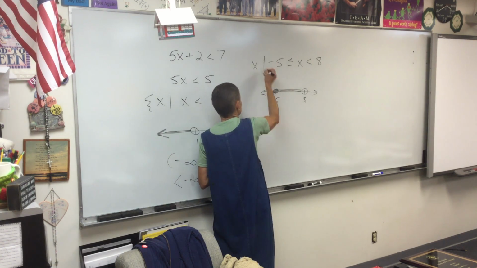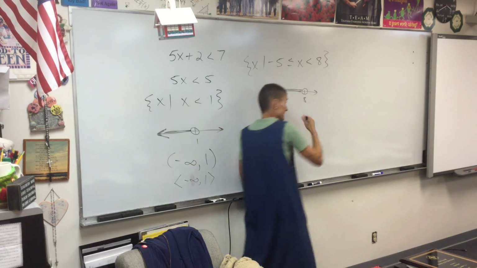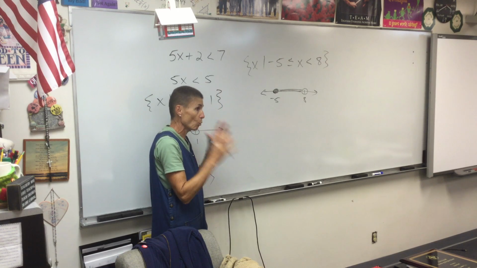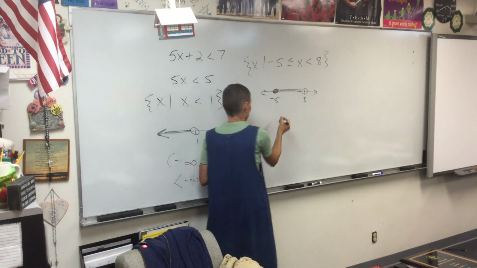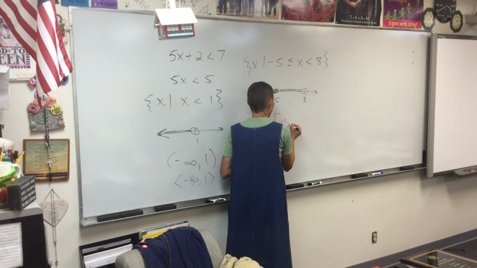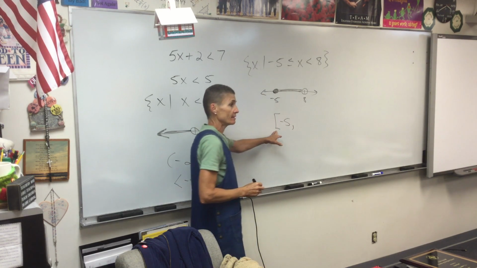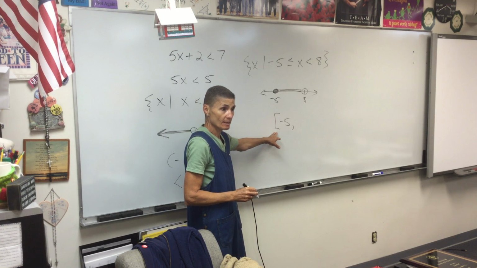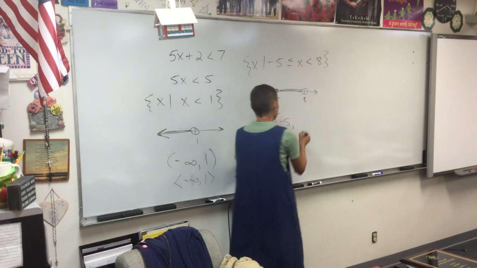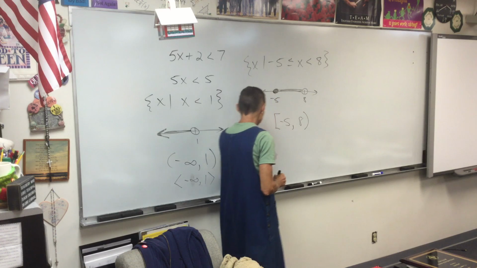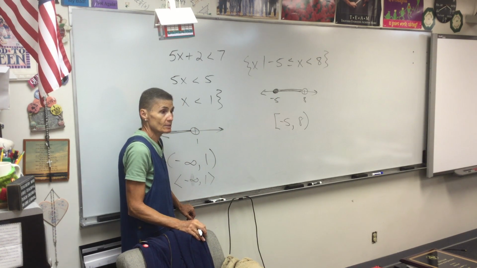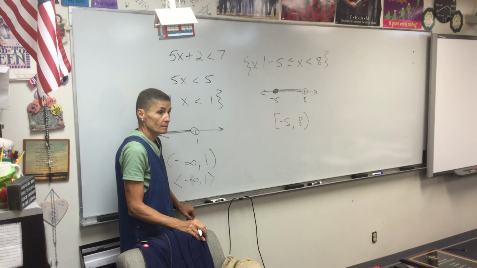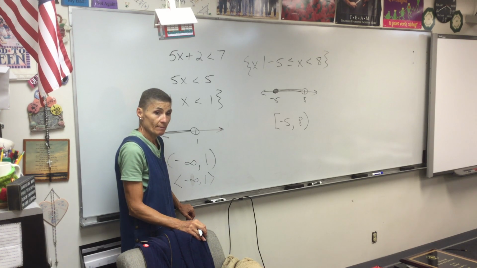Now, as a set, that's what it would look like. That's the answer to the question. That's what the points are that we're concerned with. In an interval, we would use a bracket to indicate that the negative 5 is closed, and we would use our parentheses or our little arrow thing to indicate that the interval is open. Is everybody okay with that?